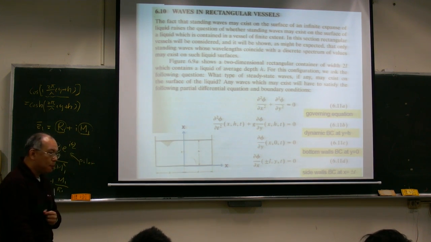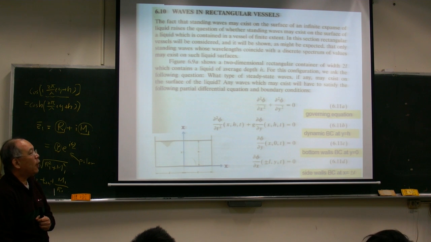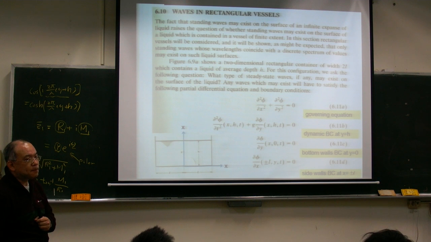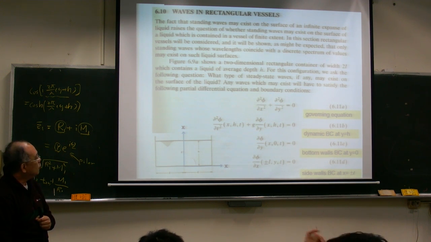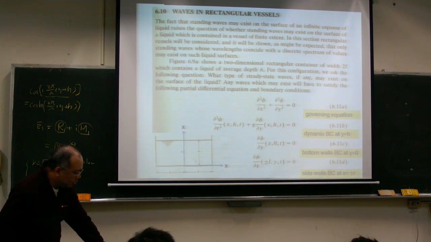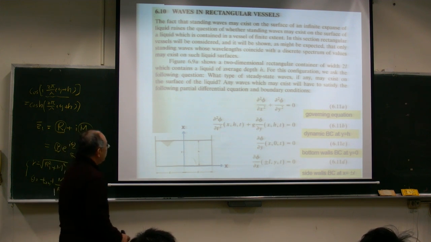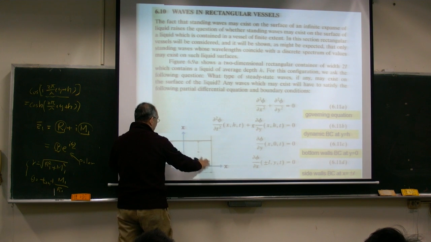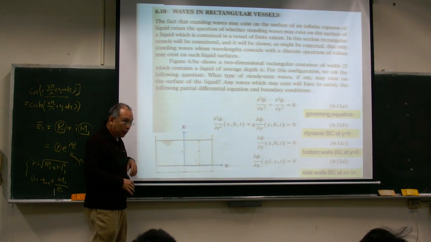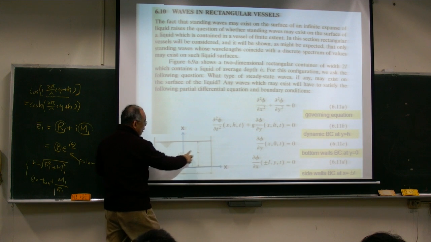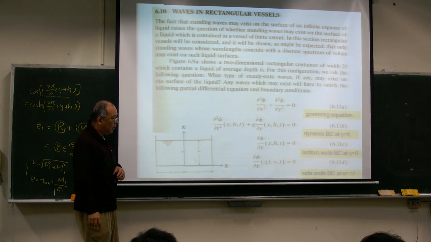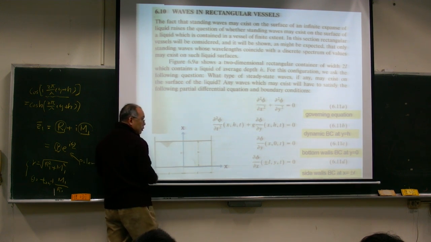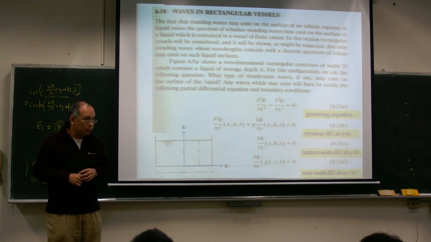Next we will apply this to some physical problem. One physical problem you may have is a wave in a rectangular vessel. So in this physical problem, instead of the previous case, where the boundary is at infinity, right now we have this boundary. So our flow is inside a rectangular container, right?